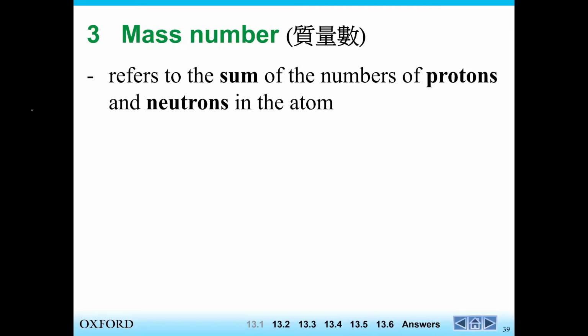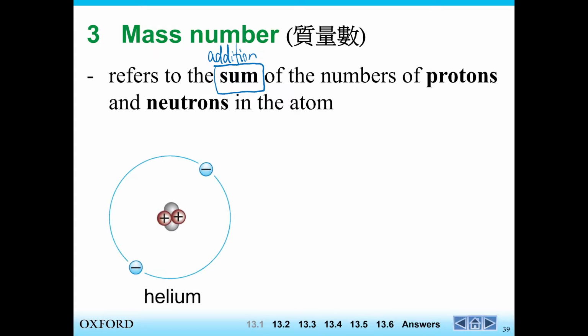In this video, we're going to talk about mass number. In the previous video, we learned about what atomic number is. Atomic number is basically the number of protons or the number of electrons. Now, what is mass number? Mass number refers to the sum, meaning addition, when you're adding two things together, of the number of protons and the neutrons in the atom. Now, what does that mean?